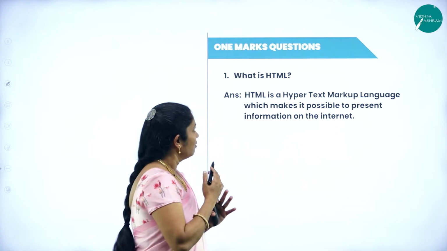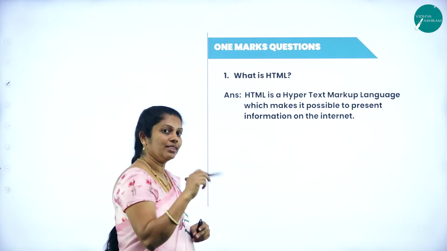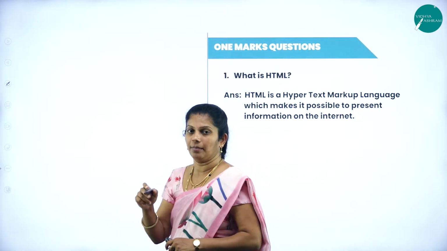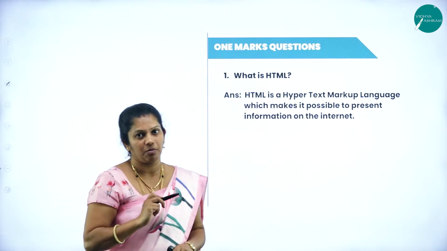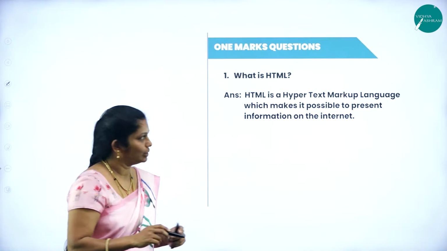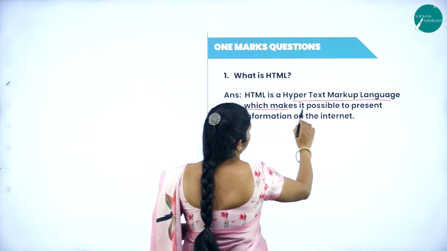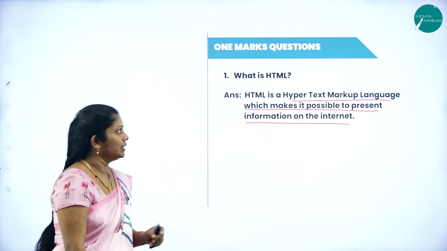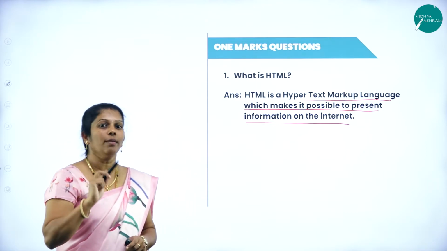First, we will discuss the 1 mark question, what is HTML? You can expect the question as define HTML or what is HTML. In the question, you can also expect expand HTML. If you get expand HTML, then hypertext markup language. HTML is a hypertext markup language which makes it possible to present information on the internet, or using this HTML we are able to create web pages. It helps to create the web pages.